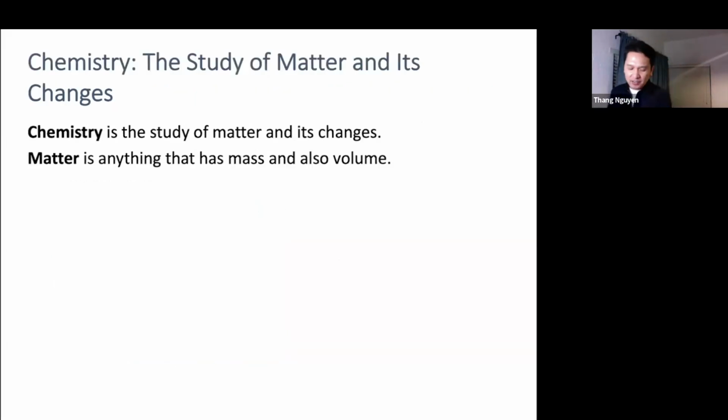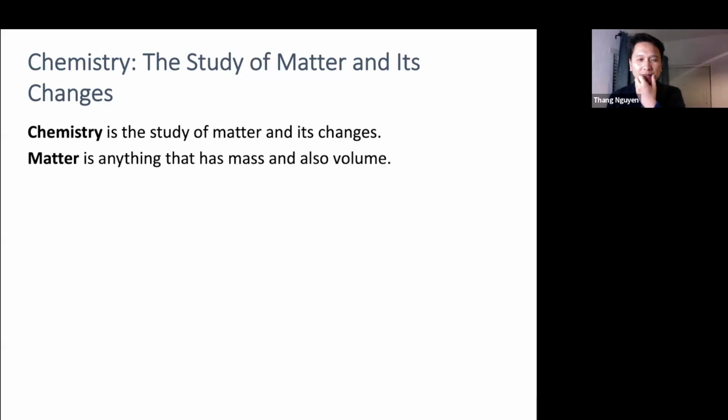All right, so having said that, let's now cover some basic terminology in chemistry before we go deeper into the semester here. Then this will round out our lecture for today. As we said before, chemistry is a study of matter and its changes. So what is matter? Matter is anything that has mass and therefore also volume, okay?